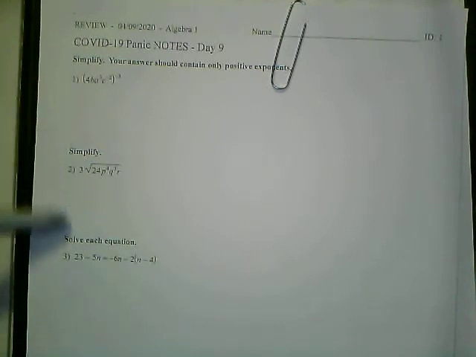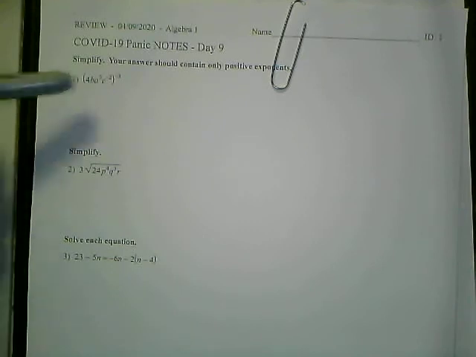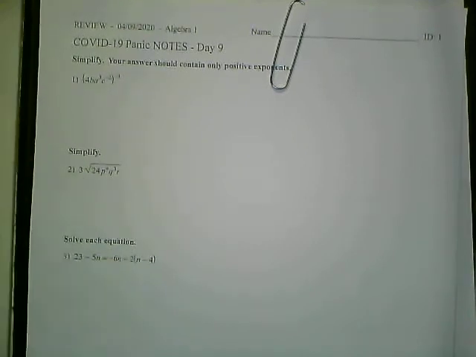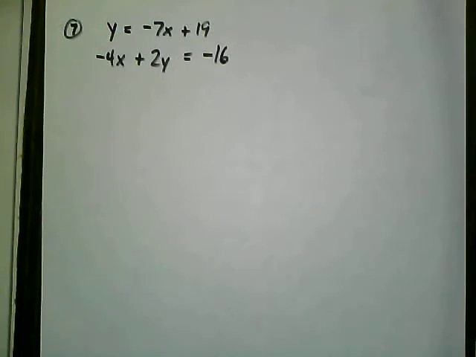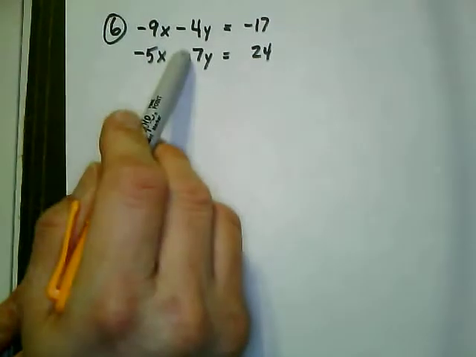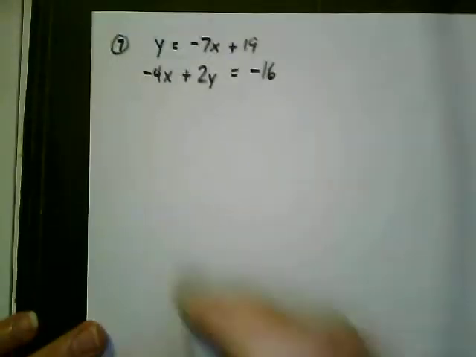So this is everything that you would have had on your bell ringers. You can look at day 3 if you want 1 through 5. Can't really see that one there. I am going to go through 6, 7, and 8 with you. That's the stuff that you learned right before spring break, the one you learned after spring break, and the one for this week. So 6, 7, and 8.